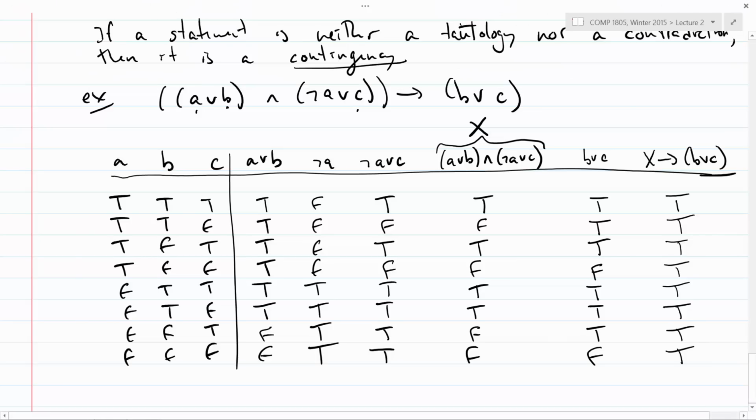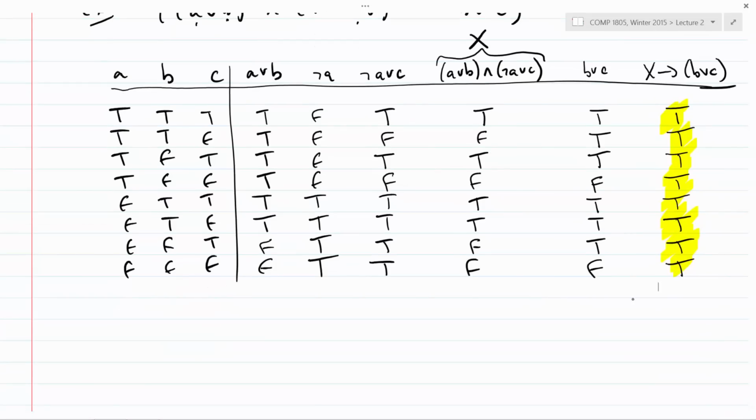So if we look at this last column, we'll notice that no matter what, we always get true. All right, the answer is always true, no matter what we put into this thing. So that means, by looking at the last column, we know that it's a tautology. Any questions about how I did that? This makes sense?